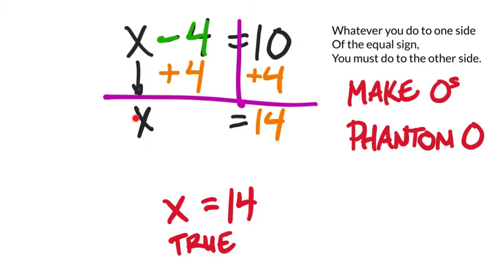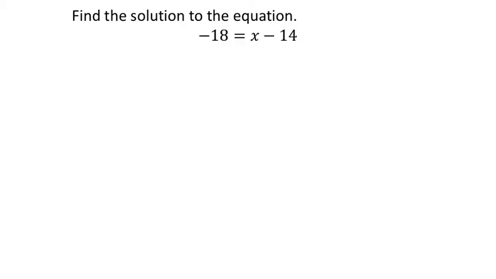And now what do we got? See this? It's x equals 14. That's what we already knew the solution was to make this true. Okay? So we're going to make phantom zeros out of addition and subtraction in order to make the x, or whatever variable it is, all by itself. So let's look at this next problem.